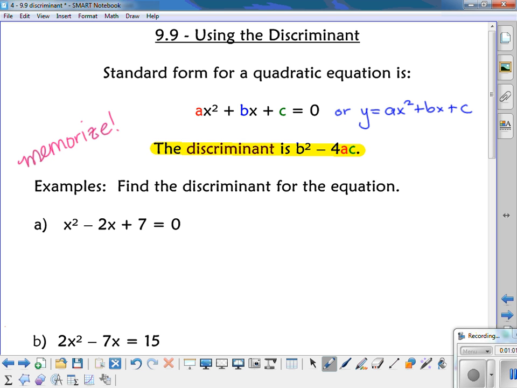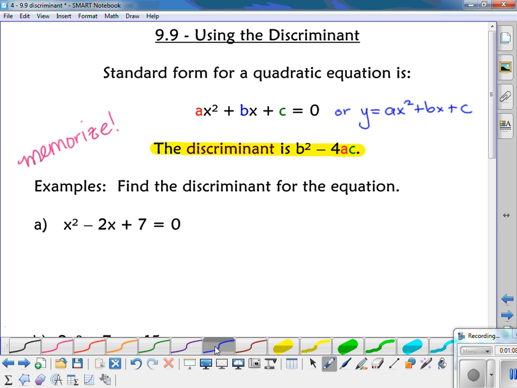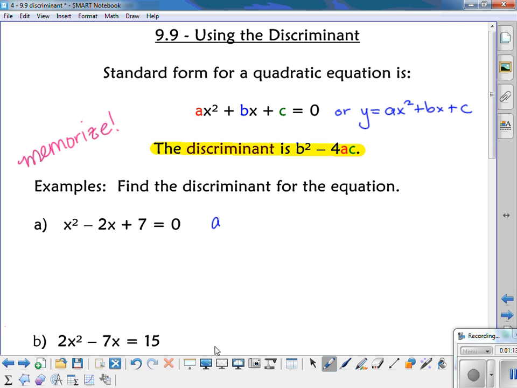So, for example, we're going to find the discriminant for the equation in A. First I need to determine what A, B, and C are in my equation. A is what's in front of my x squared, B is what's in front of the x, and C is the number by itself. So what is in front of my x squared? Nothing, so I assume it's a 1. And what's in front of the x? A -2. And then the number by itself is 7, so 7 is the constant.